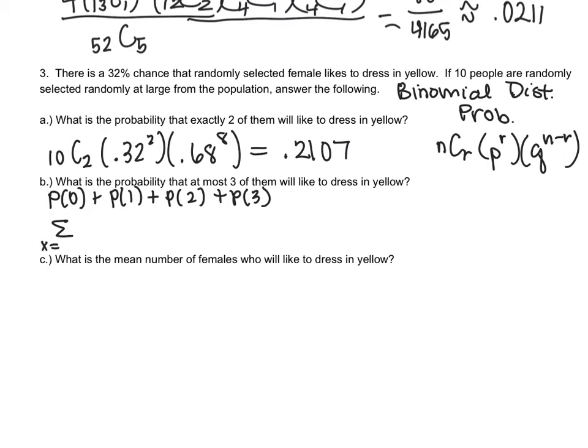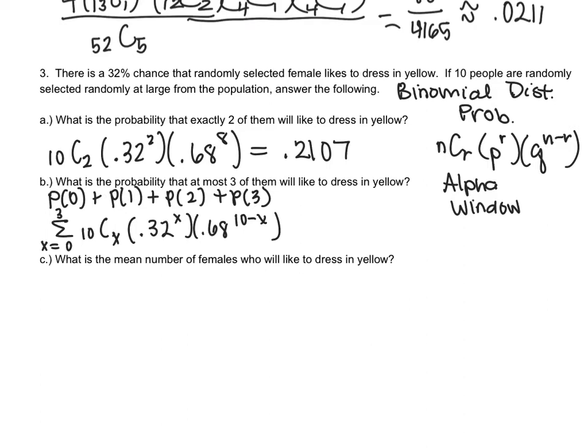So we're going to have the sum from x equals 0 to 3. Then we would do 10 choose x. And in parentheses we would have 0.32 to the x times 0.68 to the 10 minus x. To get to the summation part in your calculator, you're going to do alpha window 2. And again, if your calculator doesn't have that alpha window function, please let me know and I'll help you figure out how to get the summation.